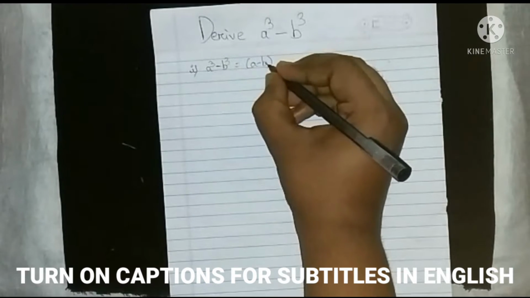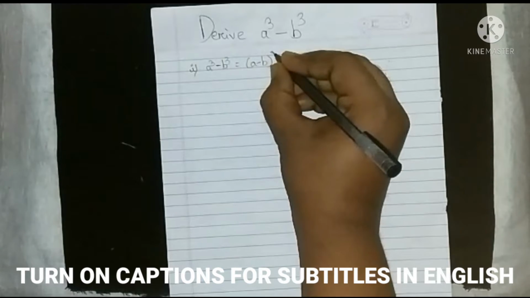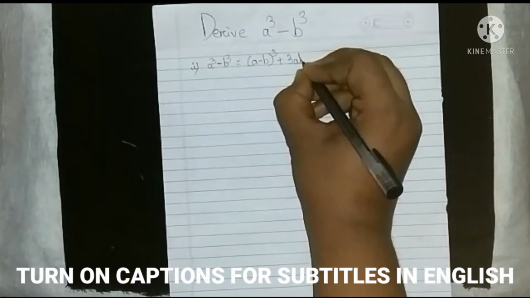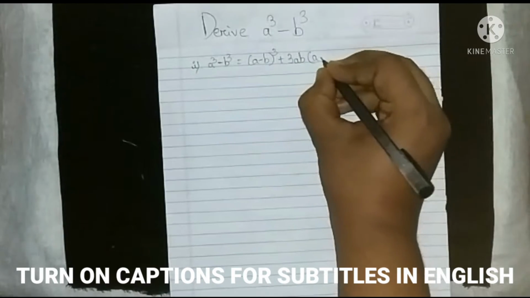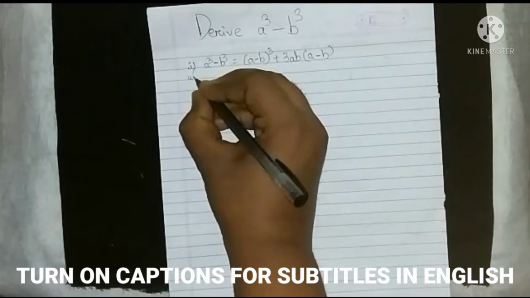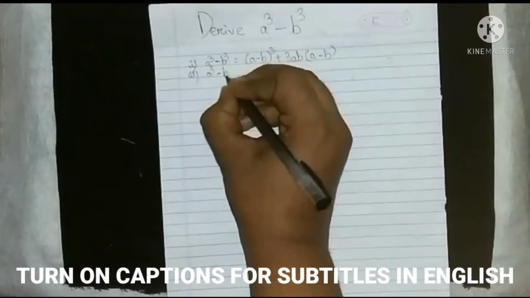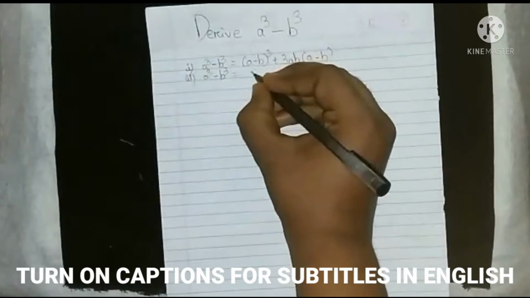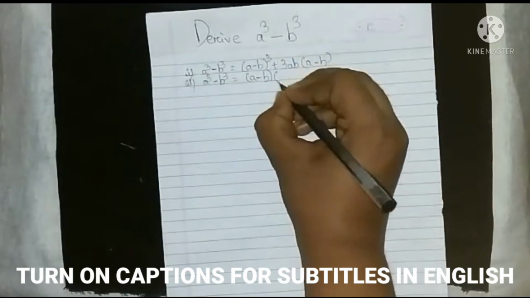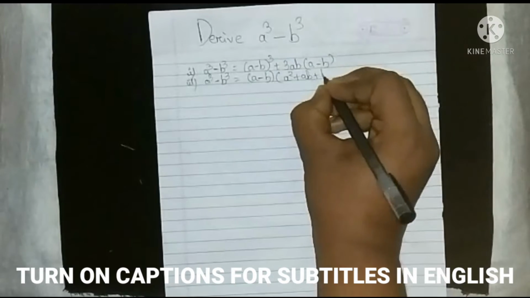So a cube minus b cube is equal to (a minus b) whole cube plus 3ab whole into (a minus b). This is the first formula, and another formula is a cube minus b cube is equal to (a minus b) whole into (a square plus ab plus b square).